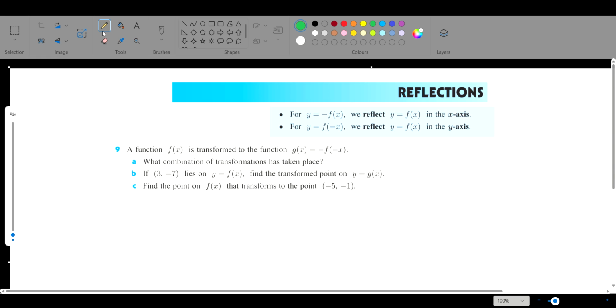See, it's a combination of both reflections, minus of f(x) and f of minus x, right? So a reflection in the x-axis and a reflection in the y-axis. See, minus, minus. So I'll write a reflection on the y-axis and the reflection on the x-axis.